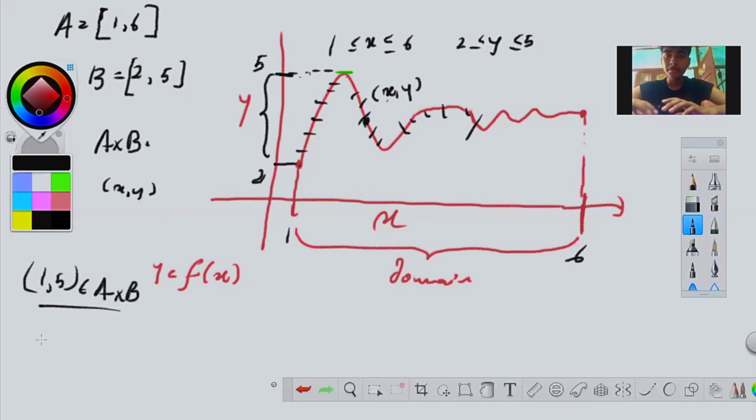Function is a relation, right? Function is a subset of this Cartesian product. Okay.